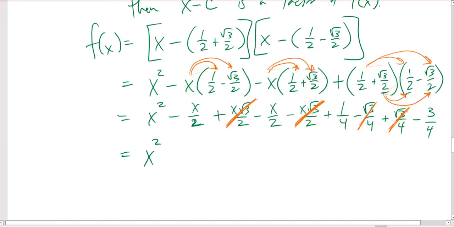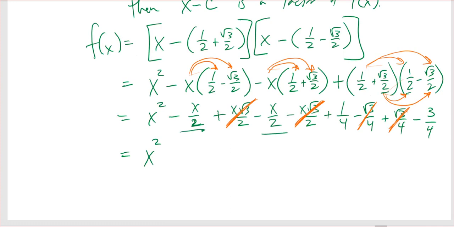So our x squared term, boy, I love that term, right? We didn't have to do anything with that. And now we're going to collect everything else. So I've got a negative x over 2 minus x over 2. So that's going to be minus 2x over 2, which is just x, right? And we can just write x.